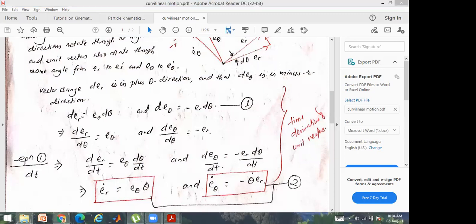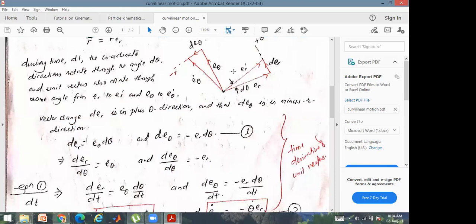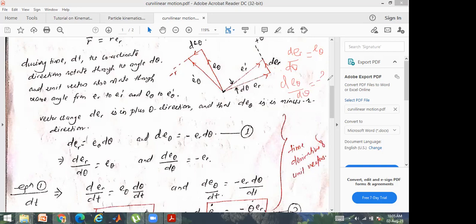The change of de_r is in the plus theta direction, whereas the change of e_theta is in the minus r direction. Since it is in the minus r direction, the change de_r by d theta is in what? Plus theta direction. Therefore, it can be written as the e_theta unit vector. Similarly, d e_theta by d theta, the change is in the negative direction. Hence, it can be written as minus e_r. यसरी चाहिँ हामीले लेखेर de_r by d theta, e_theta, d e_theta by d theta भनेको के भन्दाखेरि minus e_r है.